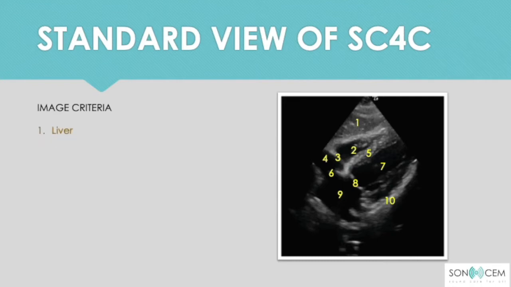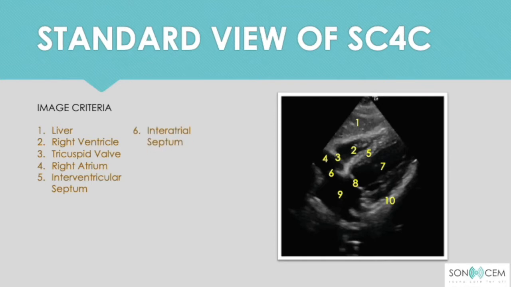The image criteria, first, liver. Liver acts as acoustic window. Second, right ventricle. Third, tricuspid valve. Fourth, right atrium. Fifth, interventricular septum. Sixth, interatrial septum. Seven, left ventricle. Eight, mitral valve. Nine, left atrium. And 10, pericardium.